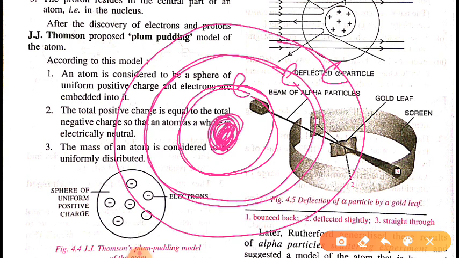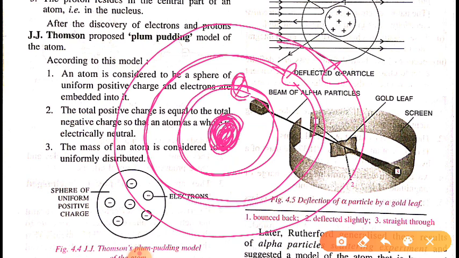Now, what he told about the neutrality of the atom, why the atom is neutral. He told that an atom as a whole is electrically neutral because the total positive charge present in the nucleus is balanced by the total negative charge of the electrons.